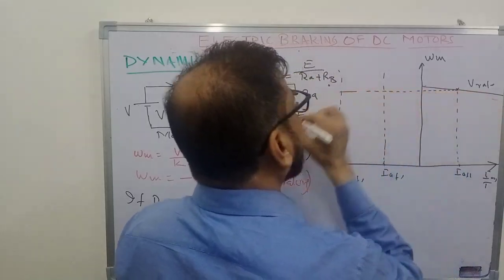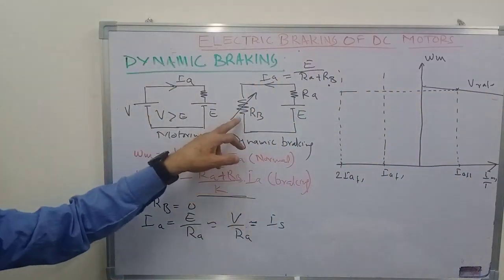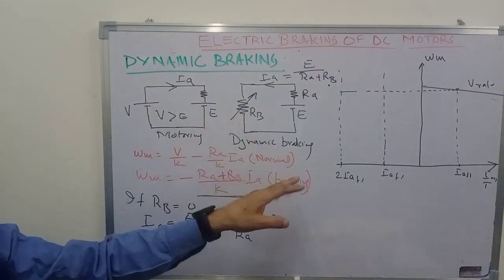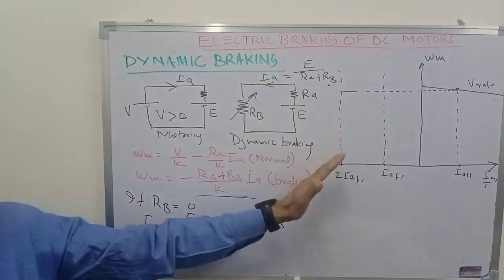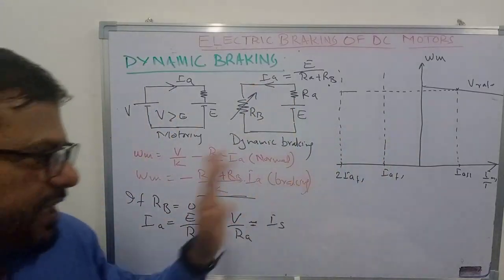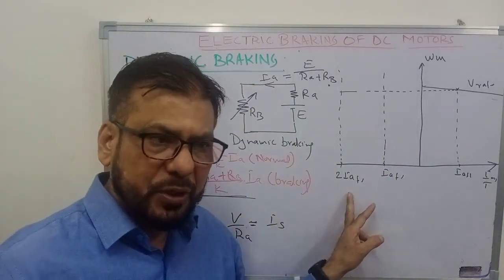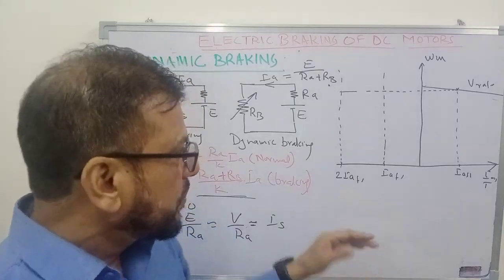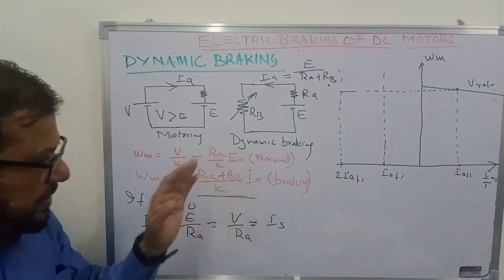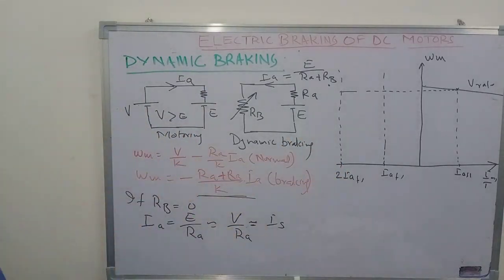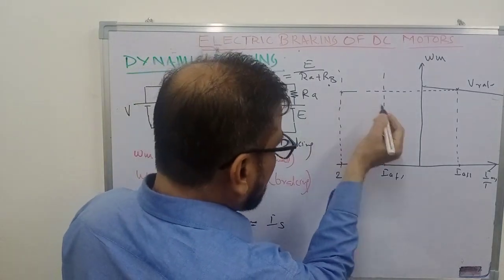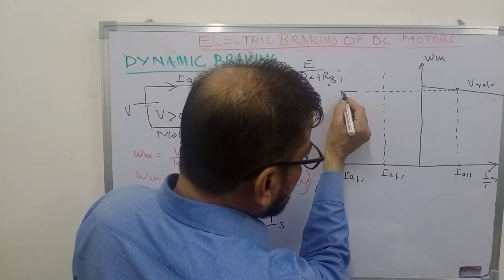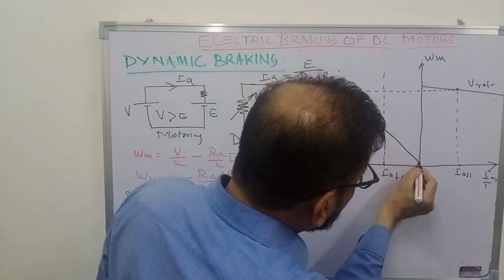You have to use such a resistance RB that the current is within the safe limit and near the maximum permissible current. Suppose for that motor the maximum permissible current is twice the full load current. Then you can add such a resistance that the current is equal to twice the full load current. So the characteristic of the motor for this resistance RB will be like this.